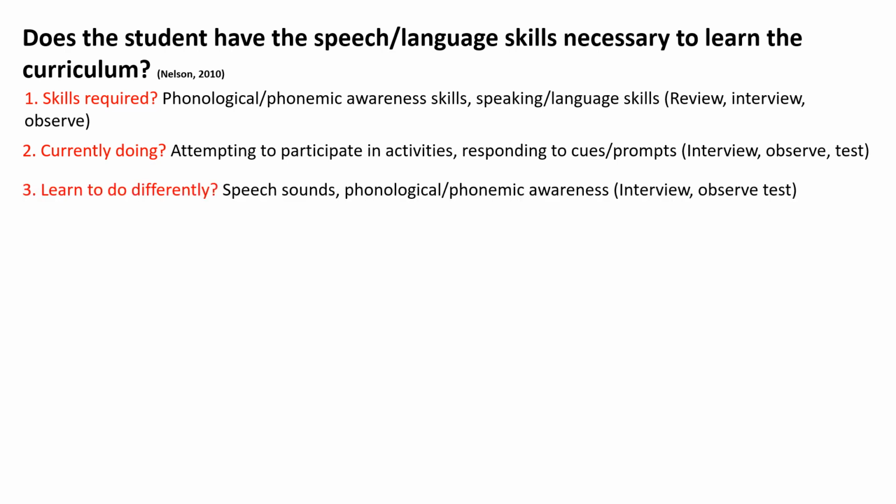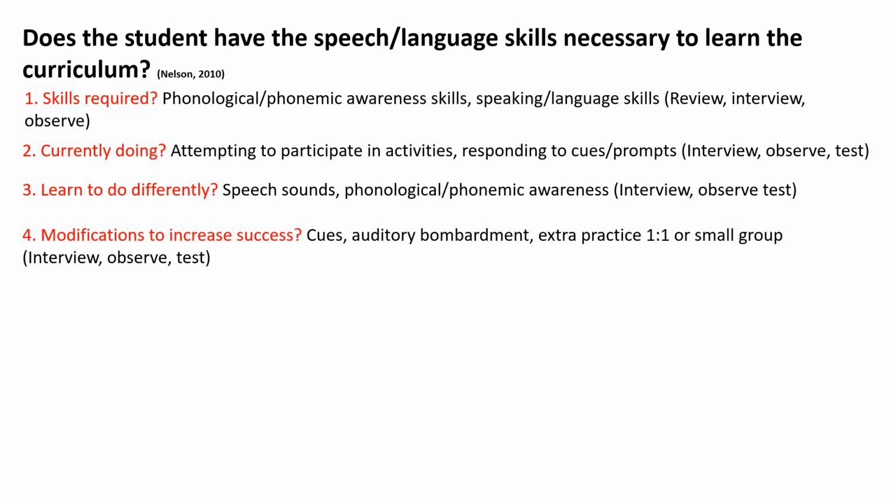Then, what does he need to learn to do differently? What is that mismatch between those skills required and what he's currently doing? So he does have some difficulty with speech sounds, and we do see that some of those phonological and phonemic awareness skills might be a little bit of a struggle, but he's responding to cues and prompts from his teacher. So the mismatch doesn't seem to be significant.